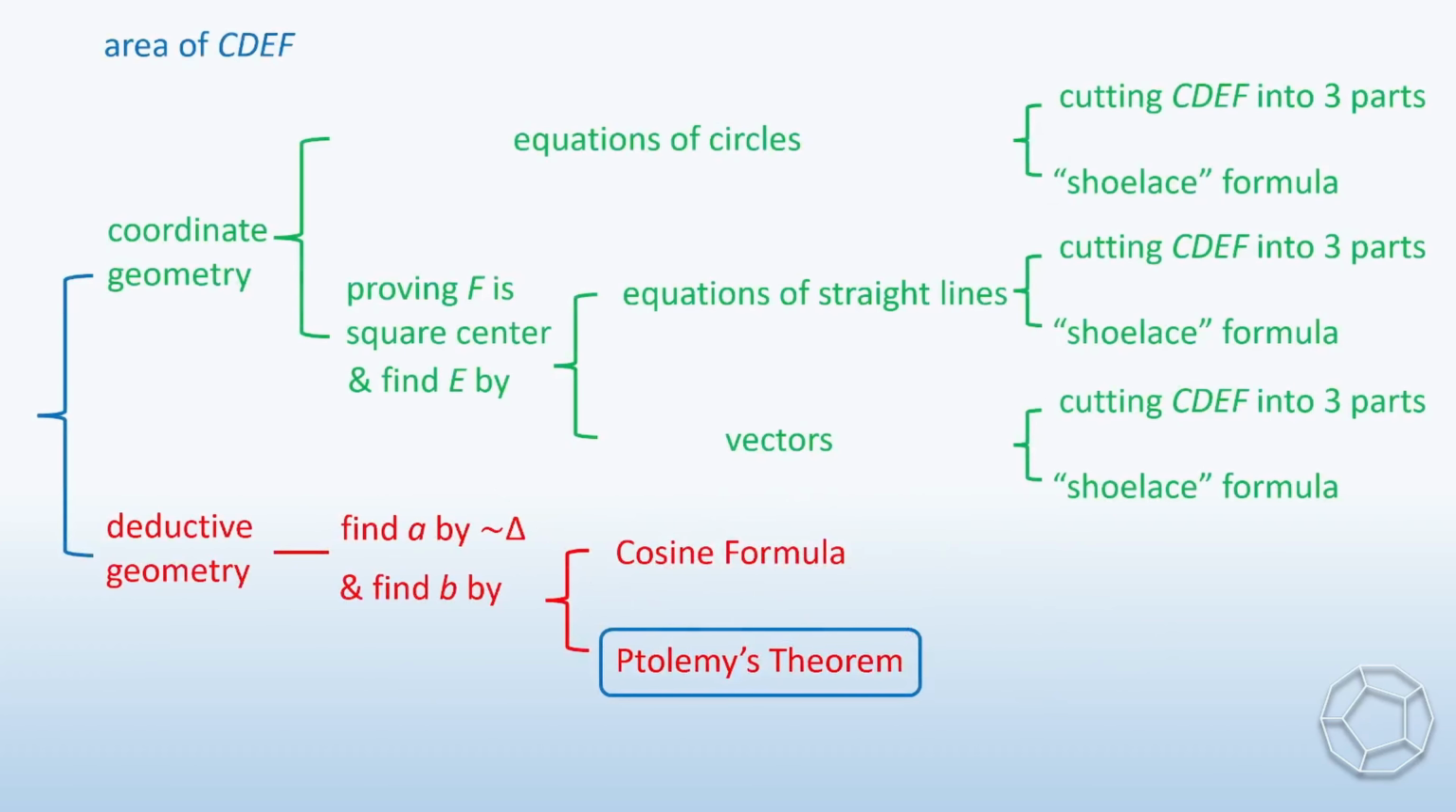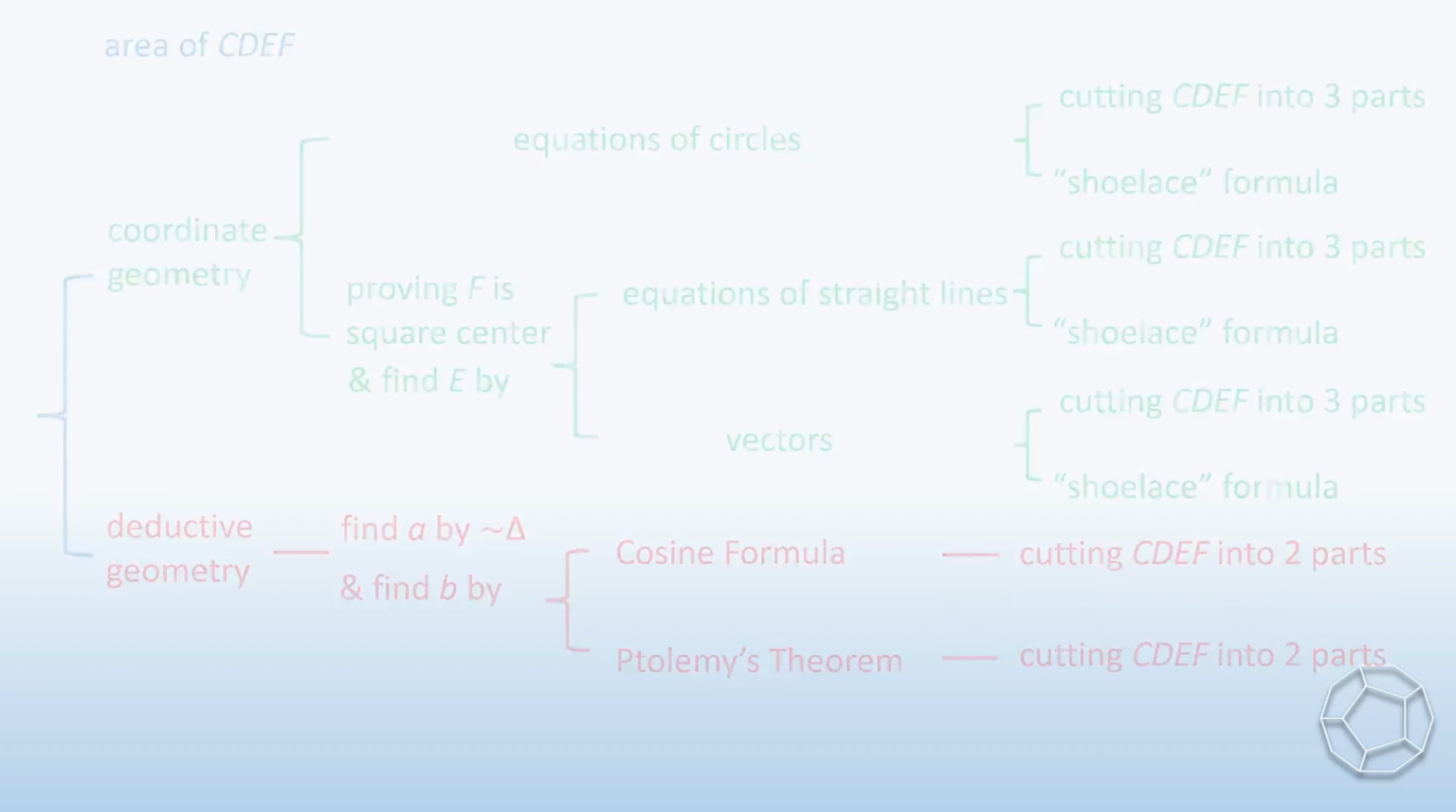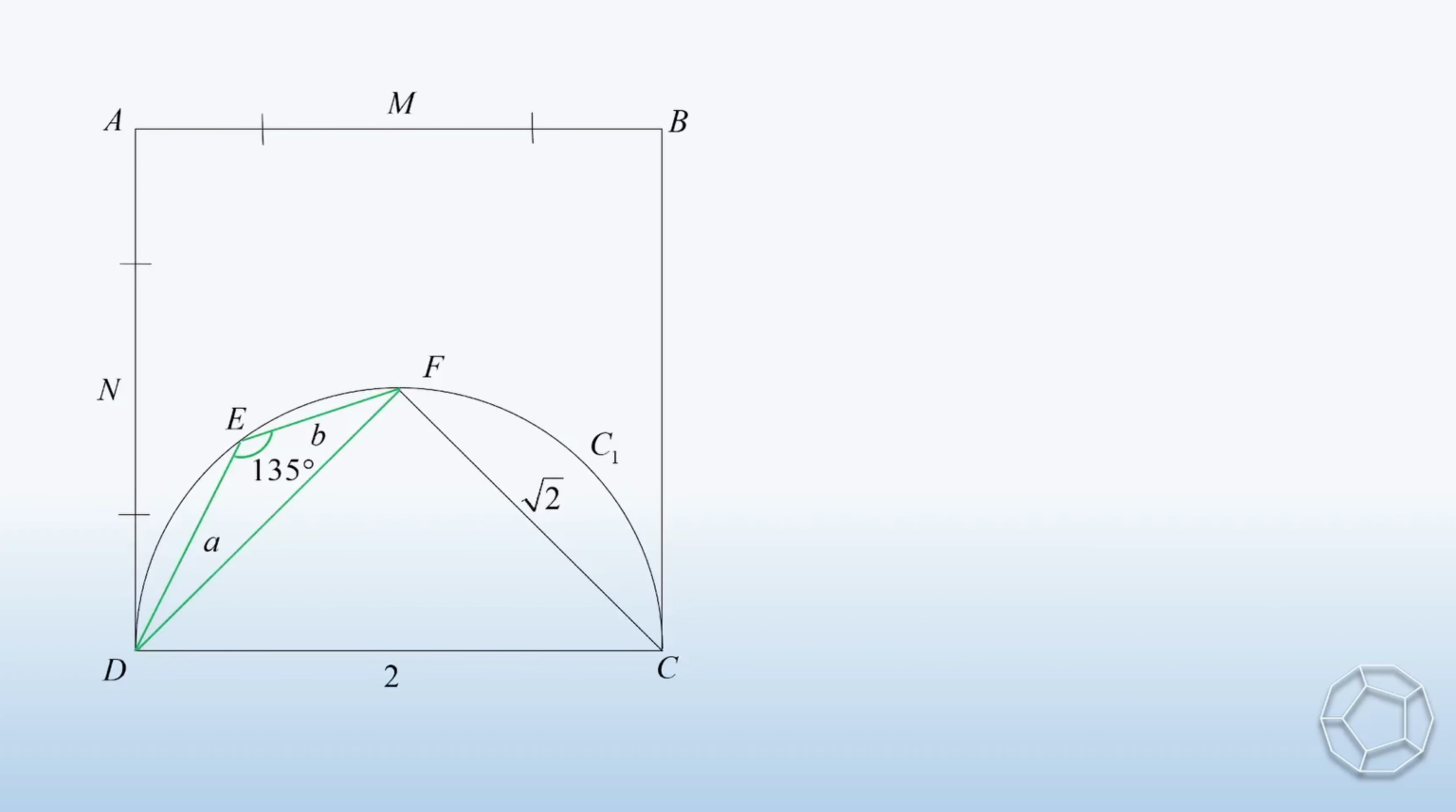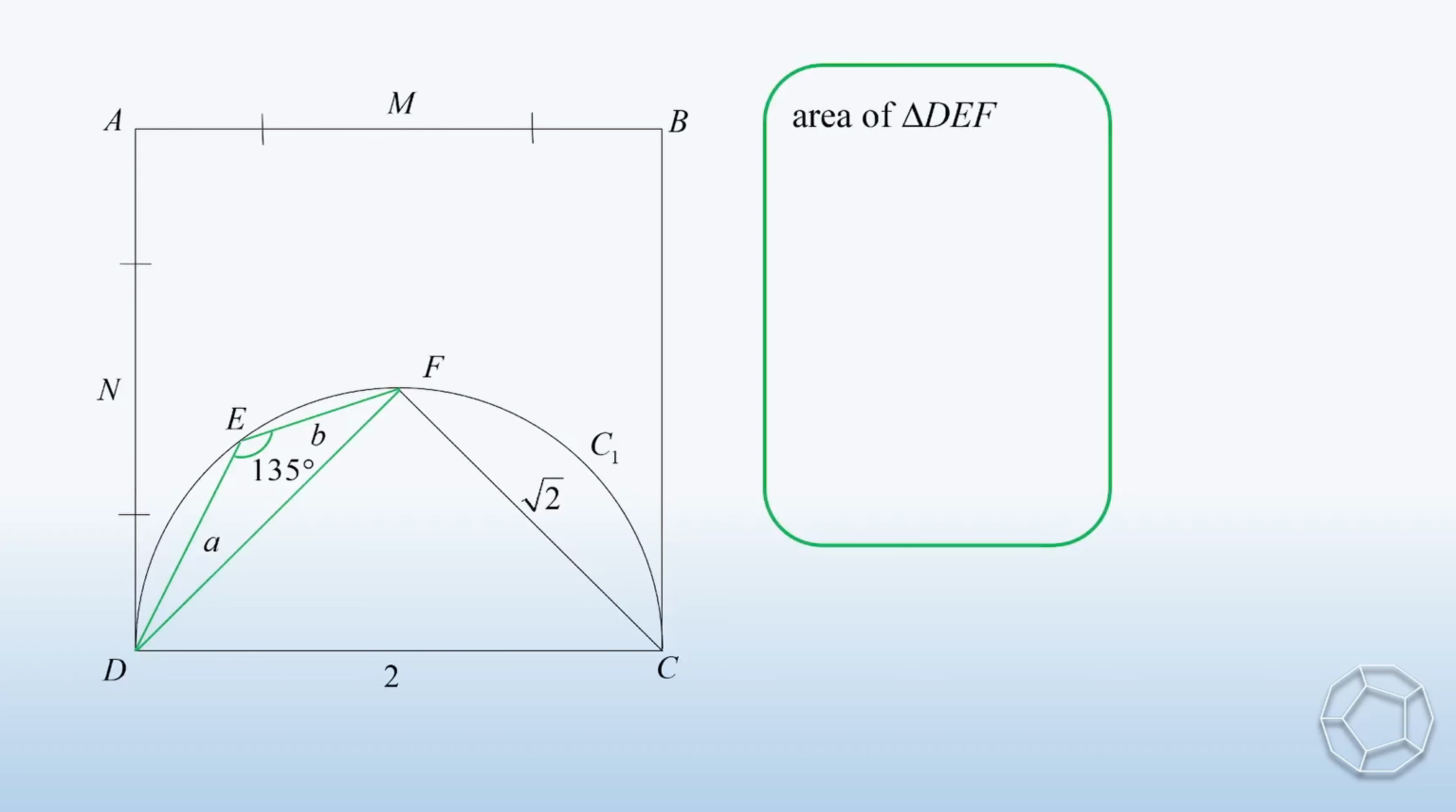Now we can consider the area of CDEF. We divide the polygon into two parts, and it is the same for each branch. Let's work out the area of the green triangle first. It is equal to 1 over 2 ab sine 135 degrees. We put the values of a and b inside and simplified it. So the area is equal to 1 over 5.